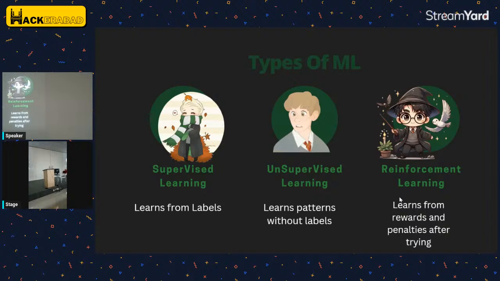And reinforcement learning is a perfect case of our dog. It learns from the reaction of the other person. If it does a good thing, we will give a reward. If it does a bad thing, we will give a penalty.